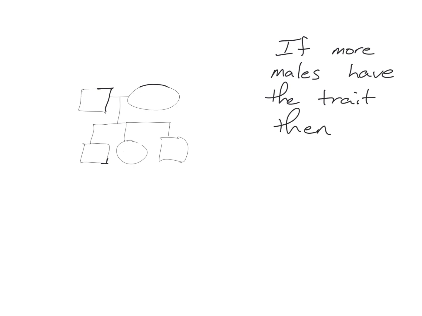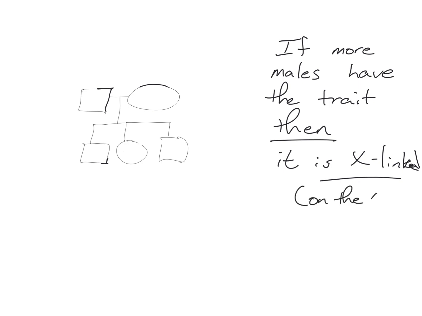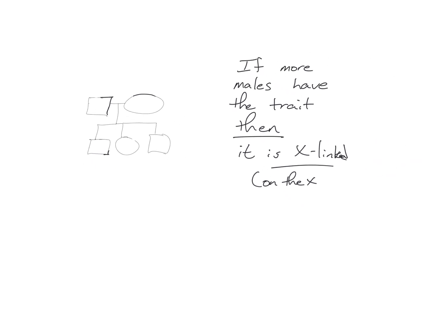So the rule here is that if more males have the trait, then it is X-linked. What that means is that it is on the X chromosome. X-linked means it's on the X chromosome. When something's linked to a gene, a chromosome, that means it's on that chromosome.